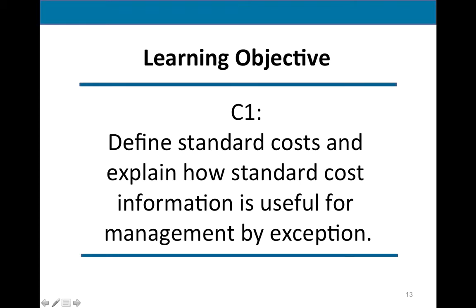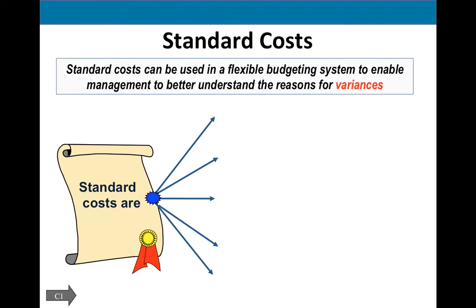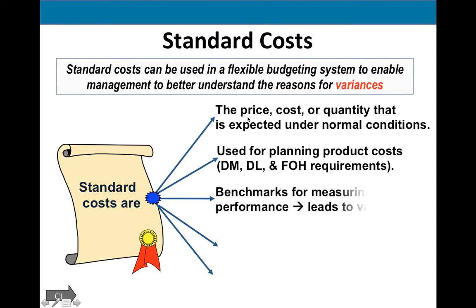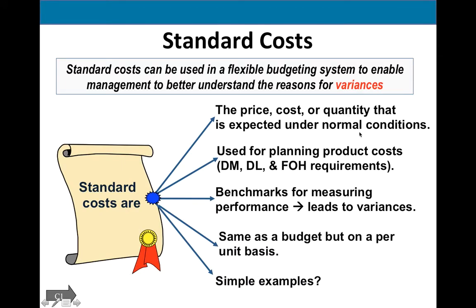Okay, let me define standard costs and explain how this information is used. So standard costs can be used in the flexible budgeting system to enable us to better understand the reasons for those variances. And guys, the standard costs are the price, cost, or quantity that is expected under normal conditions. They are used for planning product costs. So we will set up direct material standards, direct labor standards, and factory overhead standards.